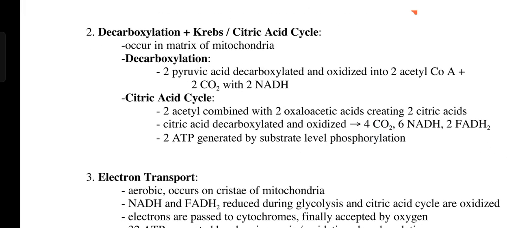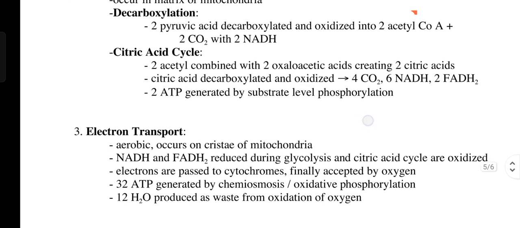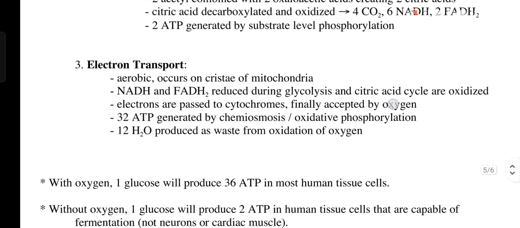Number 2, decarboxylation plus the Krebs or citric acid cycle, occurs in the matrix of the mitochondria. Decarboxylation: 2 pyruvic acid are decarboxylated and oxidized into 2 acetyl coenzyme A plus 2 carbon dioxide plus 2 NADH. Citric acid cycle: 2 acetyl combine with 2 oxaloacetic acid, creating 2 citric acid. Citric acid is decarboxylated and oxidized, producing 4 CO2, 6 NADH, and 2 FADH2. 2 ATP are generated by substrate level phosphorylation.